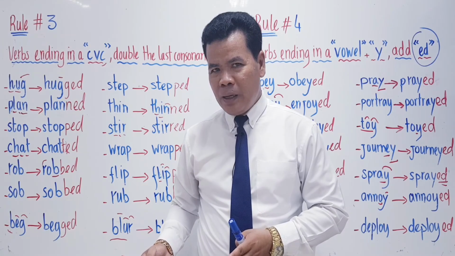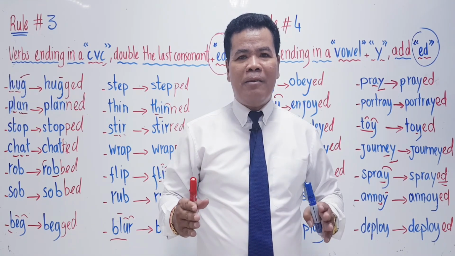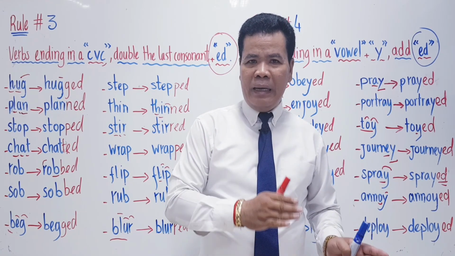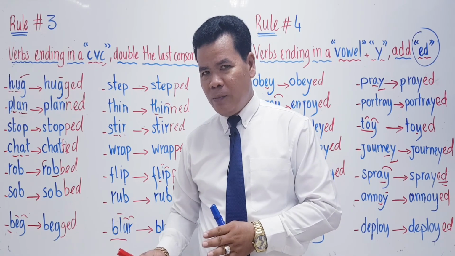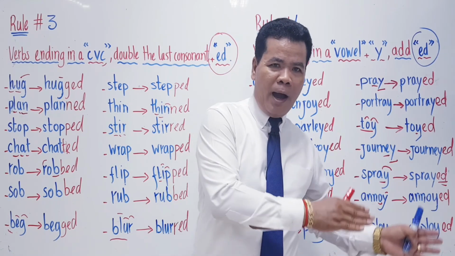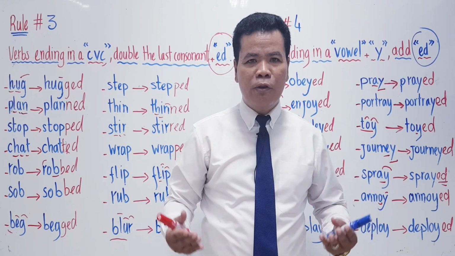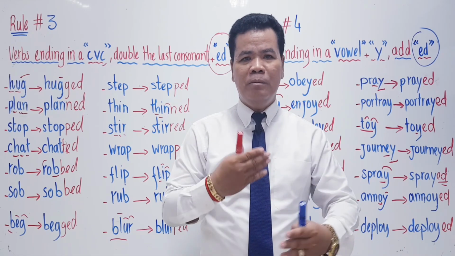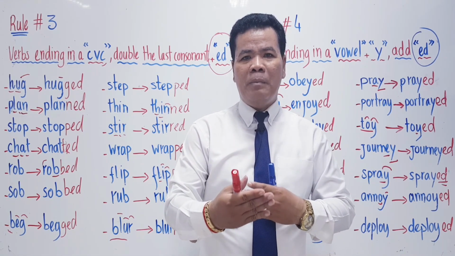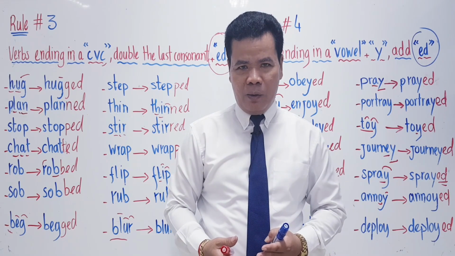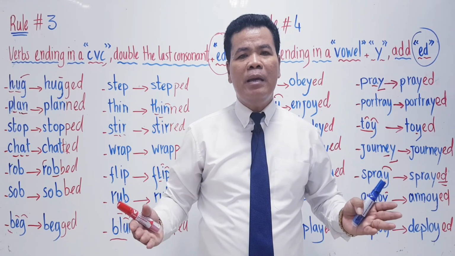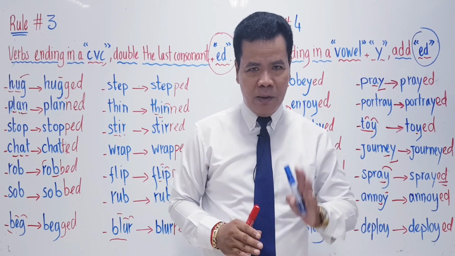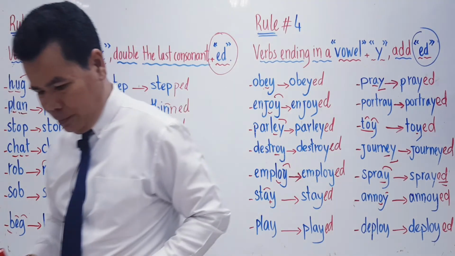Planned. Okay? Stopped. Stop. T is a consonant. O is a vowel. P is the last consonant. So do you just add ed after the word stop immediately? No. We have to double the last consonant before you add ed. You understand? If you want to make it into the past participle. Okay? Now, let's have a look. Stop. P is the last consonant. We have to double one more P and then ed.